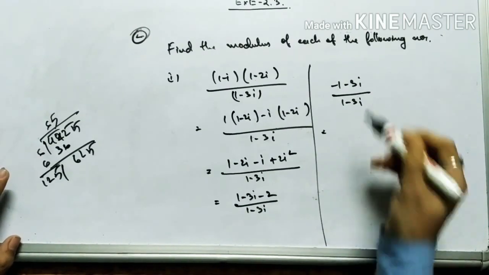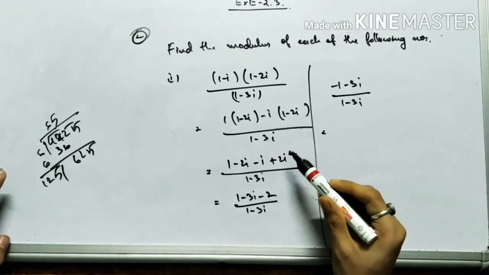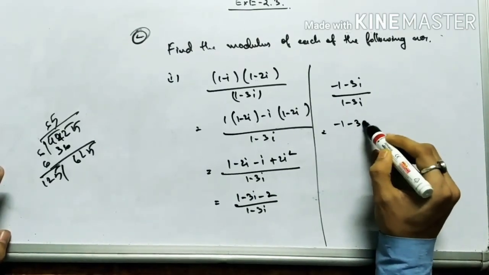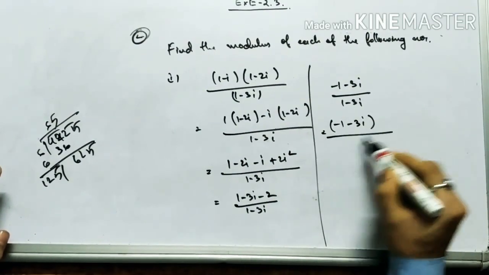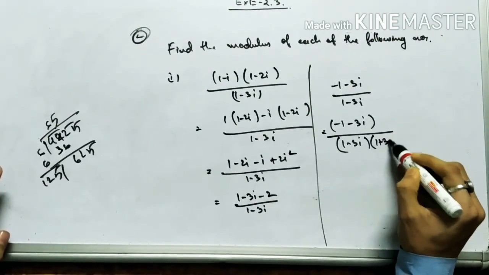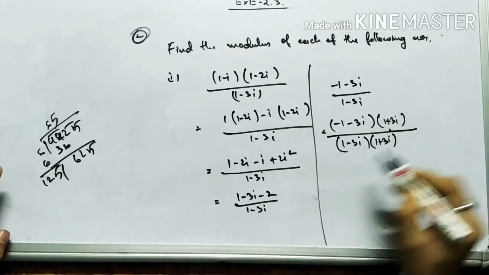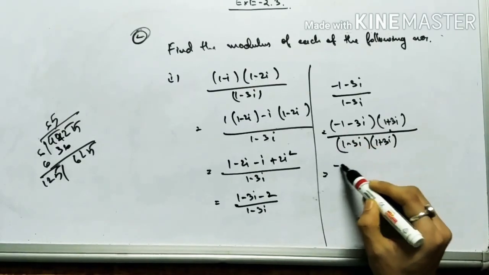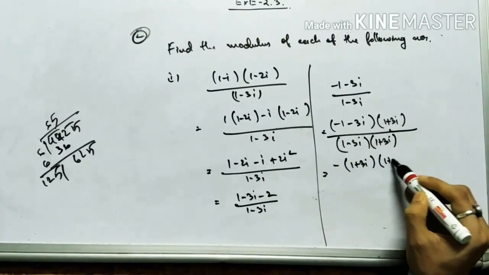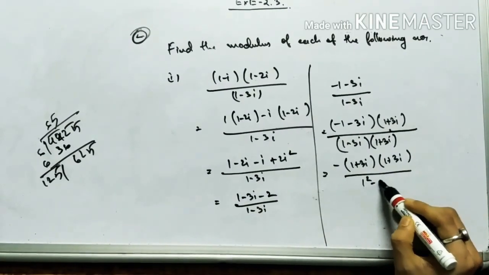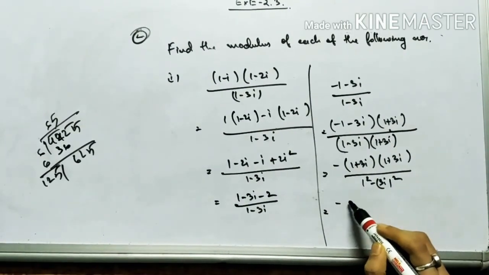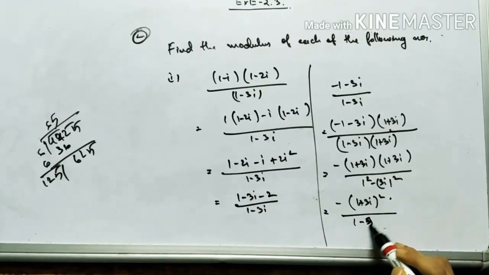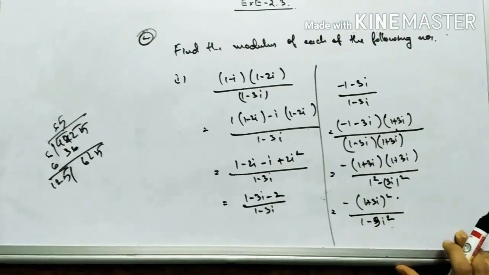So in here this is minus, okay, 3i. So in here 1 minus 3i, this is 1 plus 3i I will do, and 1 plus 3i I will do. Okay, so from here now you see if I take minus common, 1 plus 3i into 1 plus 3i, and this will be 1 square minus 3i the whole square I will get. So this is minus 1 plus 3i the whole square by 1 minus 9i square I will get.